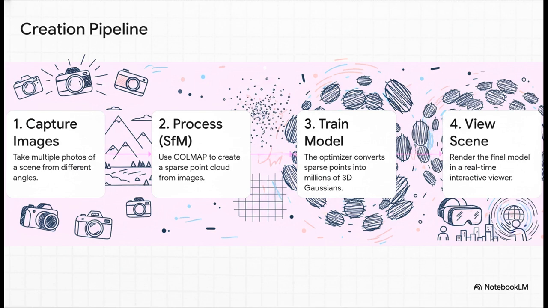Then, the real magic happens. The Gaussian Splatting optimizer takes that sparse skeleton and transforms it into millions of detailed, colorful 3D Gaussians. The last step? You just open it up in a viewer and start exploring.